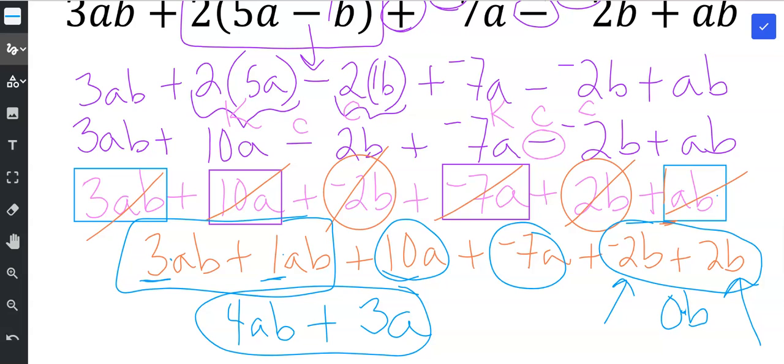So my final answer to this problem is 4ab plus 3a, and there's nothing else we can do because these are not like terms. Even though they both have an a with a power of 1, this also has a variable b. So these two terms are not like terms, so that is the final answer.